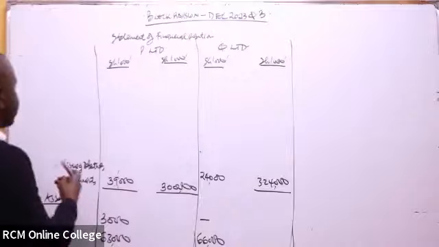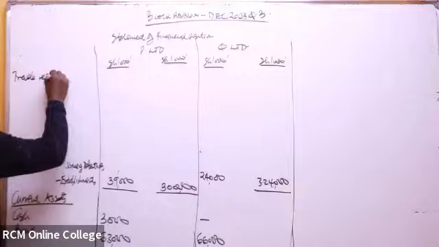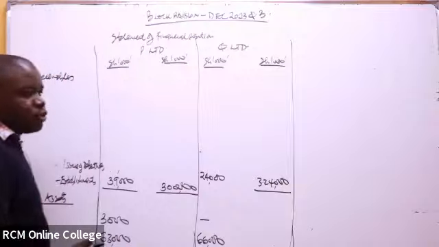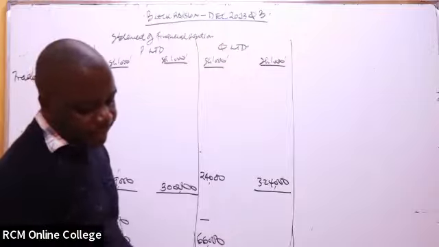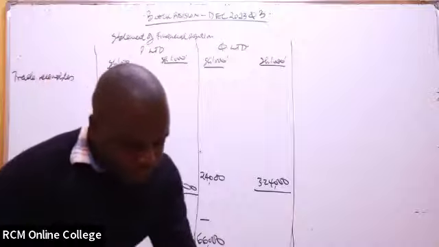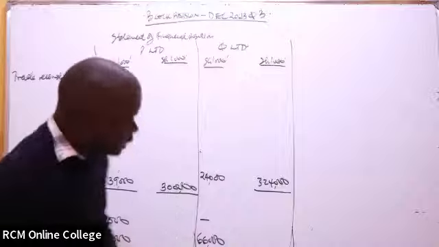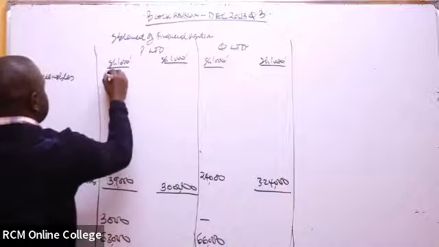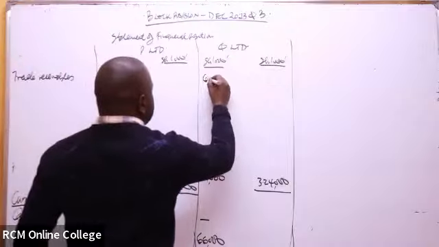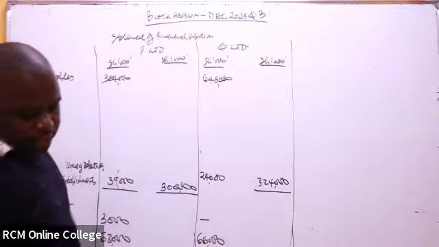So we have in this now trade receivables. For the trade receivables, they went to both companies. So we are told in this case, P Limited took over 384,000, and the other one took over 648,000. So 384,000 and 648,000.